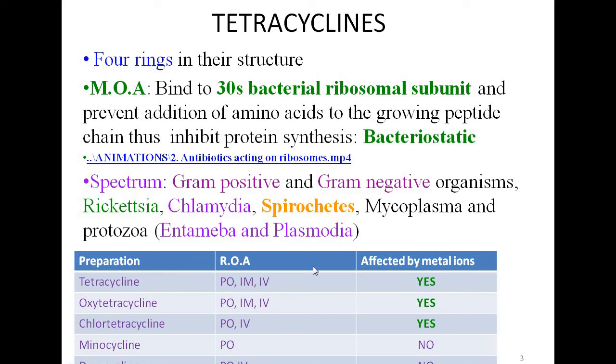Now this table shows the preparation of the tetracycline, the route by which it is administered and if it is affected by metal ions. What is this affected by metal ions? We will describe under the pharmacokinetics. So all tetracyclines can be given by the oral route, that is tetracycline, oxytetracycline, chlortetracycline, minocycline and doxycycline. Again, note here minocycline and doxycycline, which we classified as long acting, are not affected by metal ions.